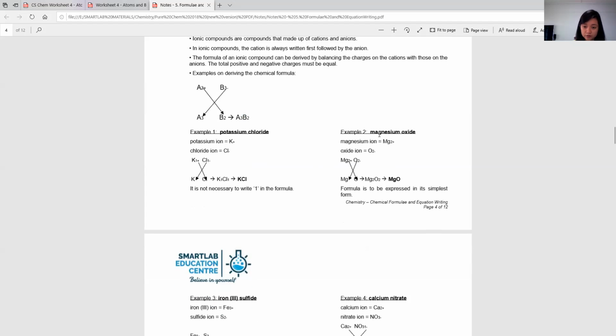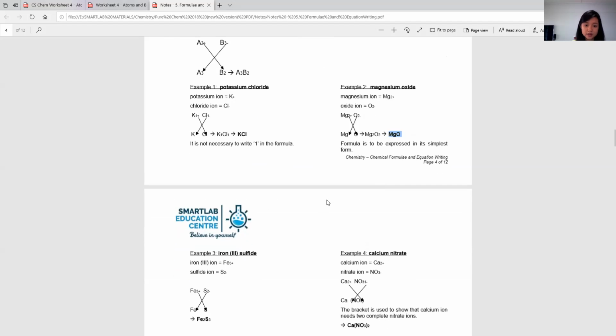Okay, if you have magnesium oxide, so magnesium is a 2+, then oxide is the oxygen, which is 2-. So you crisscross, you get Mg2O2. If both are 2, you can become simplest form, MgO. Okay, you must write the simplest form. You cannot write this Mg2O2, it will be wrong.